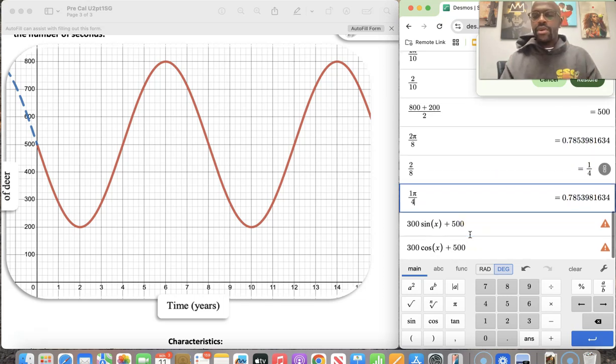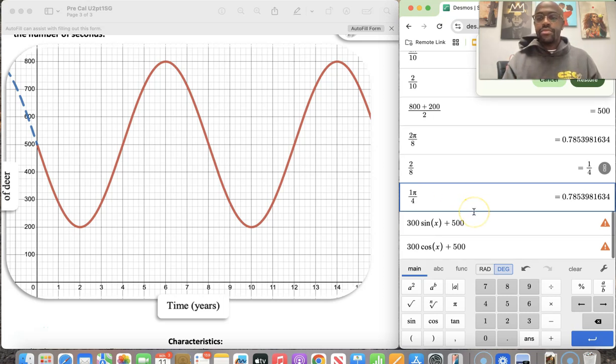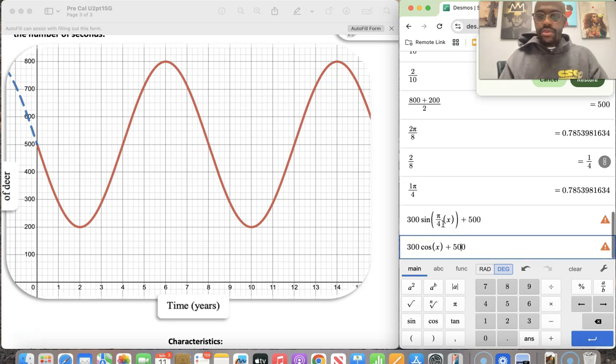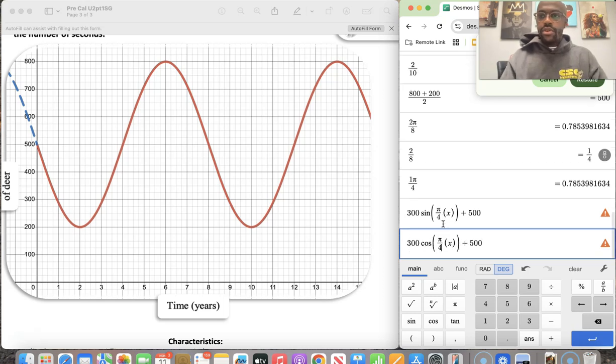You don't have to do it that way. You could look at 2 pi over 8 and say, what can go into 2 and 8? 2 can go into 2 one time. 2 can go into 8 four times. You can simplify it like that. That's how I would prefer you to simplify it. I just want to show you another way, a safety net, if you're struggling with simplifying, to be able to get to your solution. So now we have pi over 4 as our frequency. Let's put that there. Pi over 4.